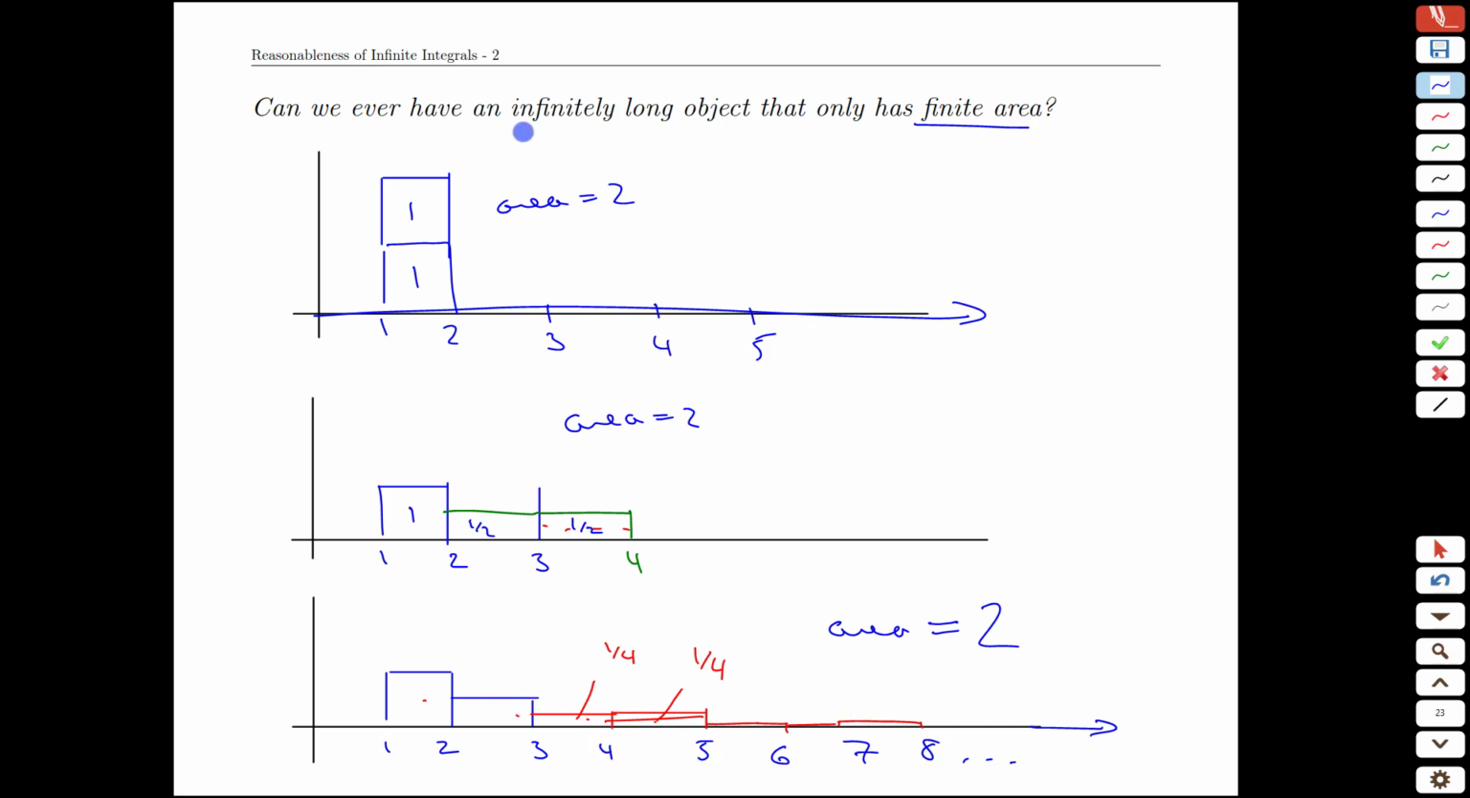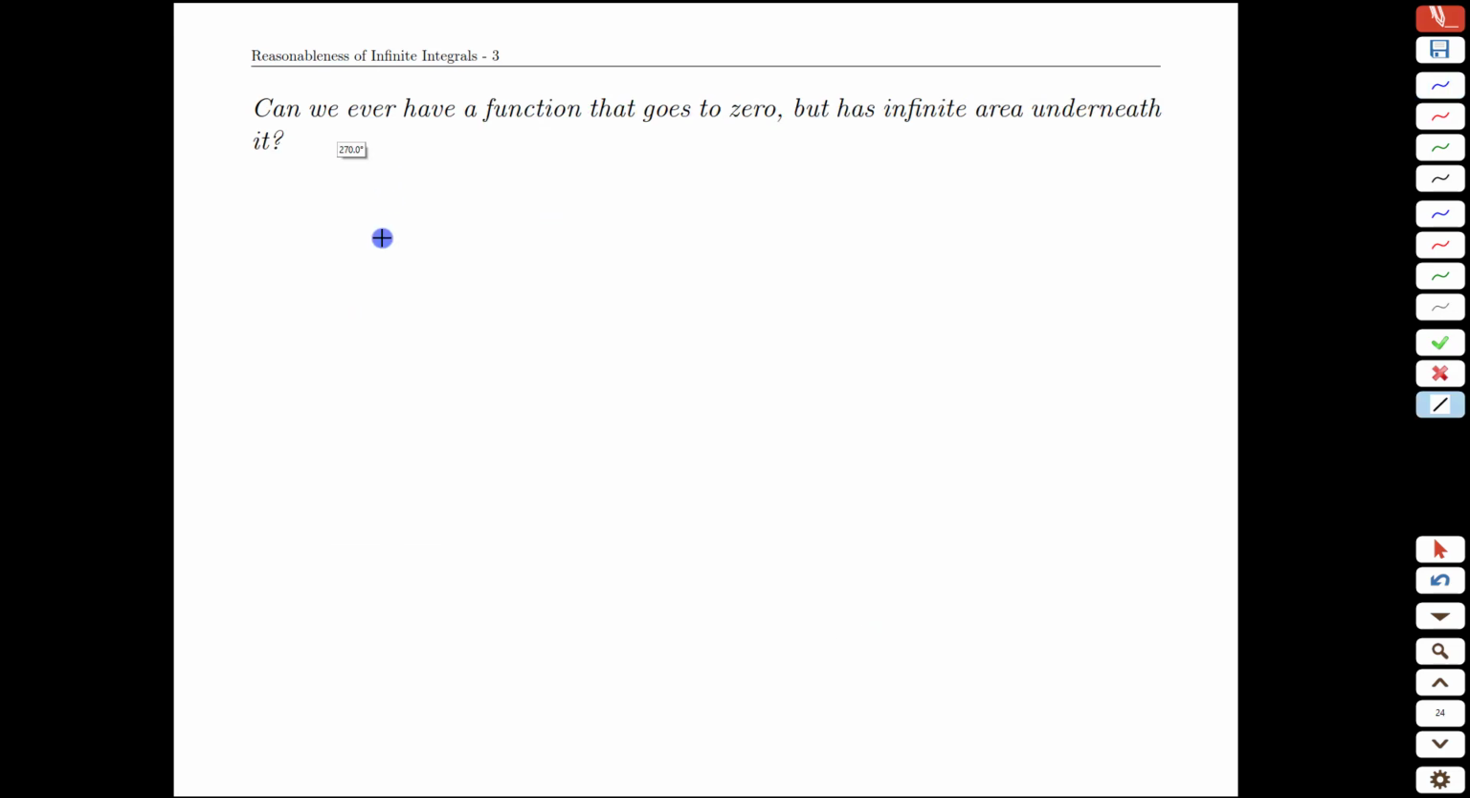So, looking at this picture here, it's quite easy, I hope, to see that we can have a region that is infinitely long, but so long as we are shrinking the height of our blocks fast enough, we can still have a finite area that's being spanned with that infinite horizontal distance. Now, what about the opposite scenario?